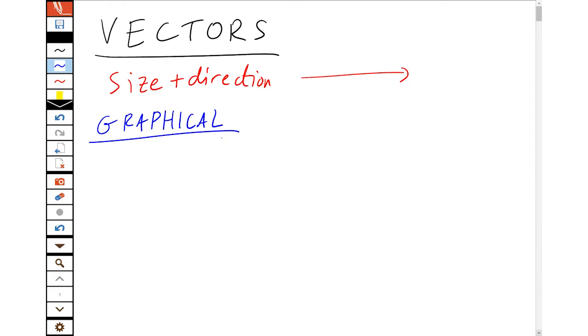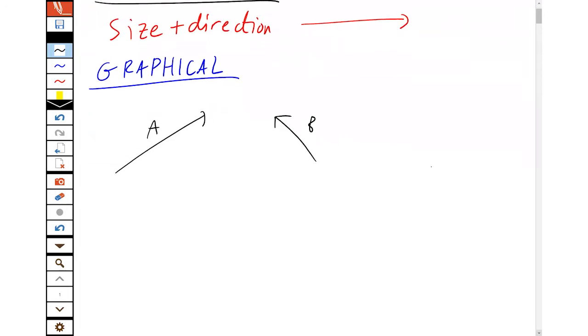Now, graphical is if we have two vectors, A and B, and we want to add them to see the result, well, we just literally do them one after the other. If I start here, A says go up and to the right, B says go up and to the left. So if I do one after the other, the result is up and a bit less to the right. So that's our new vector, which we'll call C.